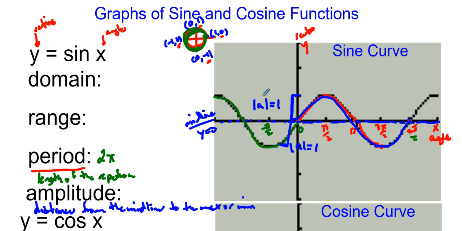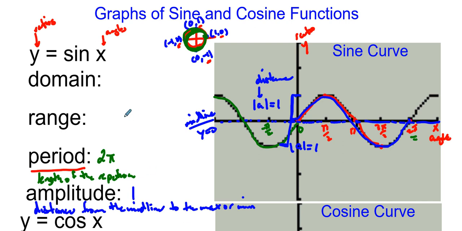And I have absolute value because it refers to the distance, the length from the midline to the max, or the midline to the min, the peak or the valley, sometimes we refer to it. So in this case, a sine has an amplitude of 1.